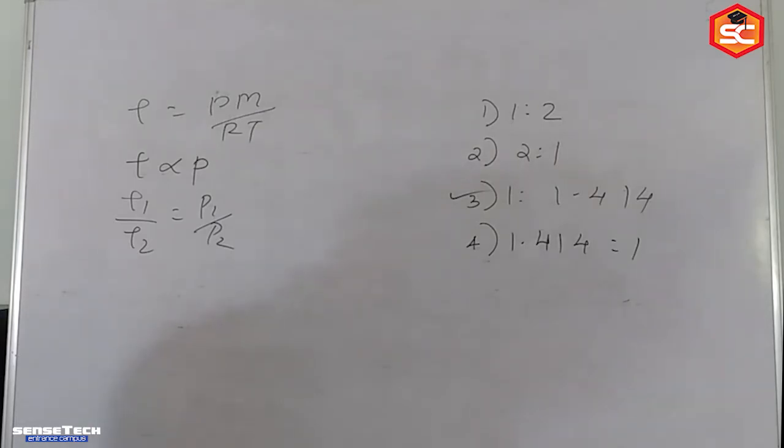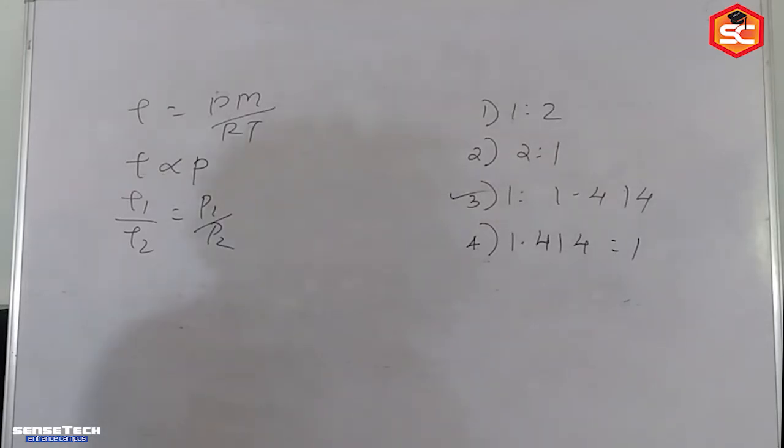Then next question. The temperature at which hydrogen has the same RMS speed at 1 atm as that of oxygen at STP. RMS velocity, what is the relation? RMS velocity is root of 3RT by M.